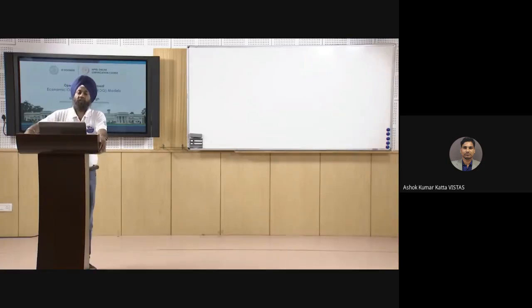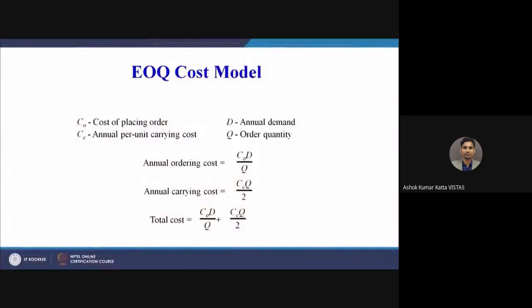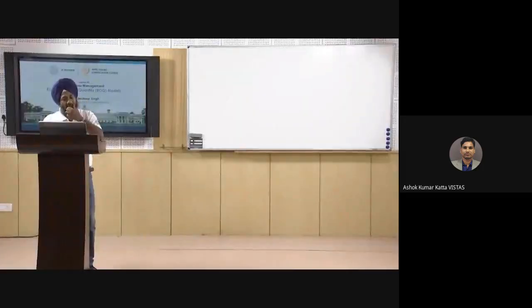Based on this, now we have to find out the order quantity, that is, what is the order quantity which will give us the minimum total cost of inventory management. So here we can see in the economic order quantity model that there are two types of costs involved. As I have already explained in the beginning of this session, we have a cost of placing an order, and we have an annual per unit carrying cost, which I explained in the beginning today, since we have to calculate the annual cost for inventory management.